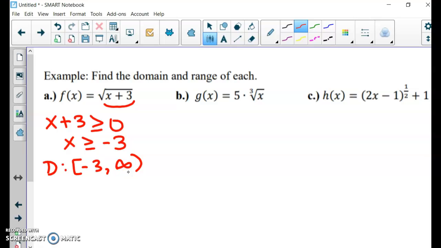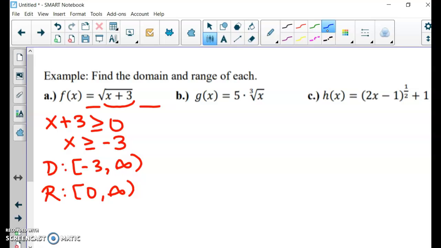The range of your function. The smallest thing that the square root can be is 0. So your range for this one, since there's nothing else outside of your square root, will be from 0 to infinity. Now let's take a look at example B.